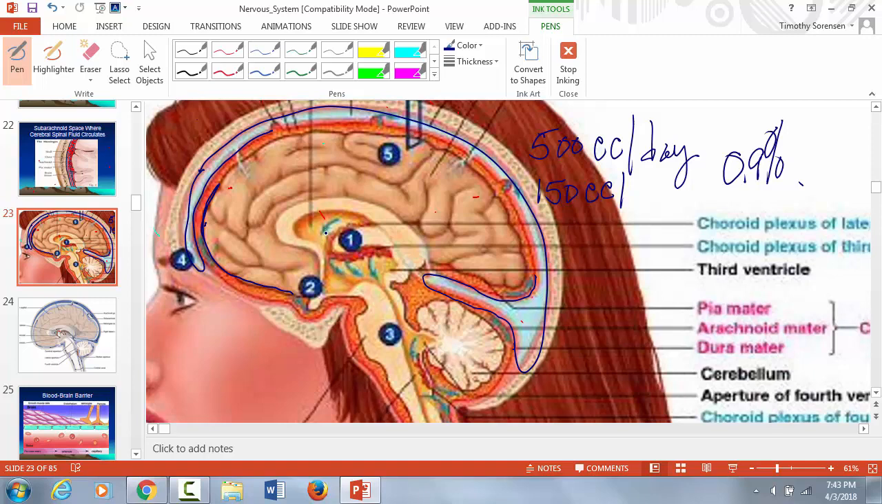We will start out in the lateral ventricles. As cerebral spinal fluid is produced in the lateral ventricles, it will circulate through both lateral ventricles. The third ventricle is down here. There is a little hole called the interventricular foramen, or the foramen of Monro, and it's right here, and it will circulate that cerebral spinal fluid through the third ventricle. The third ventricle is connected to the fourth ventricle by the cerebral aqueduct.